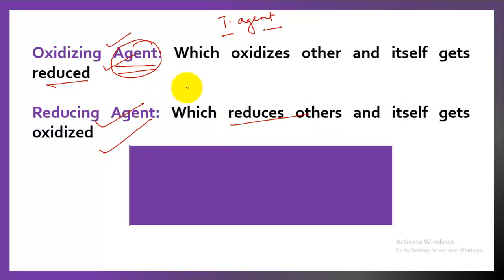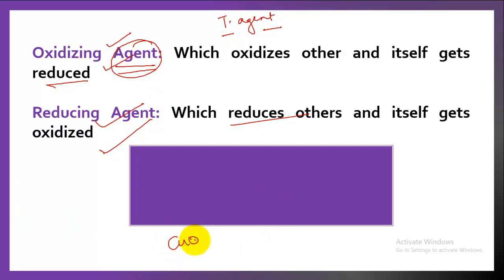So I think you got it: what is oxidation, reduction, oxidizing agent and reducing agent. So now let's look at the redox reaction. I told you that a redox reaction is a reaction in which oxidation and reduction both occur simultaneously. So let's take up an example.